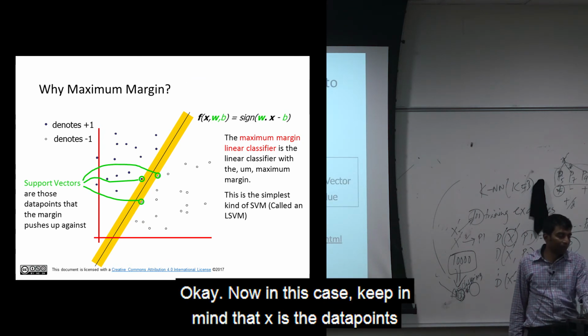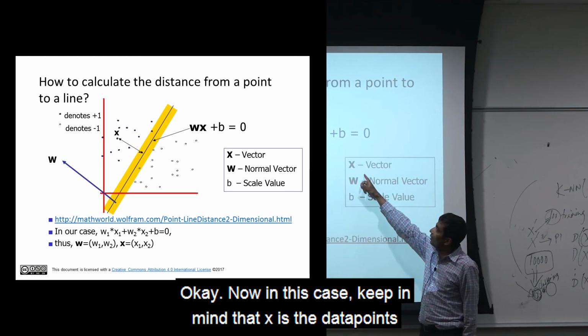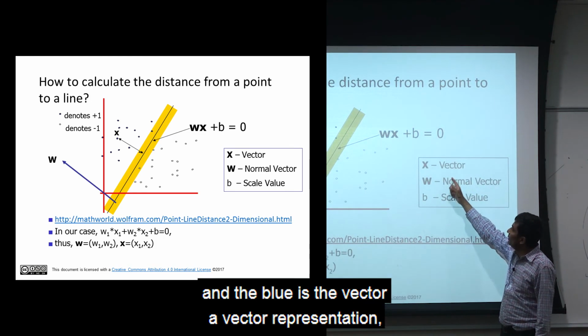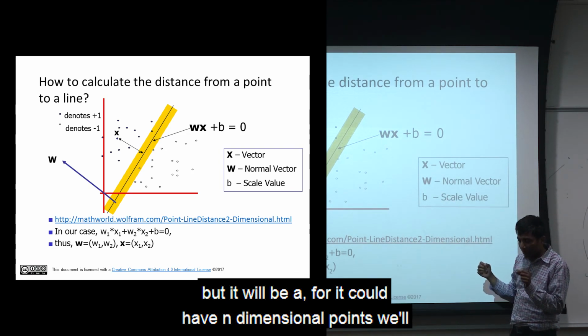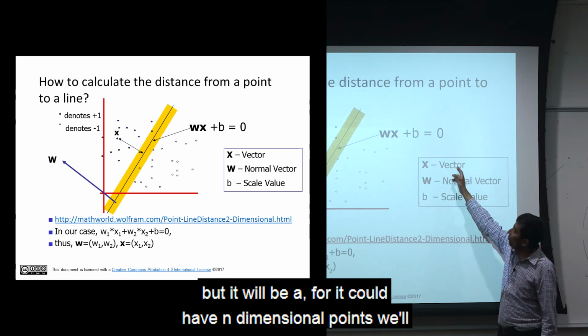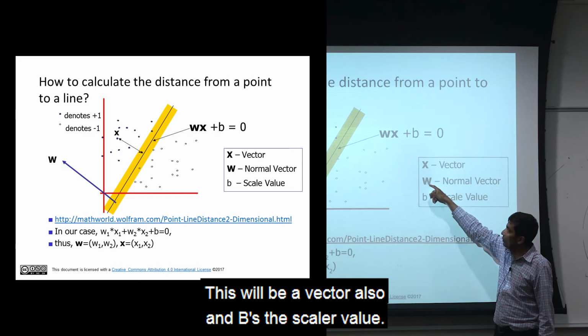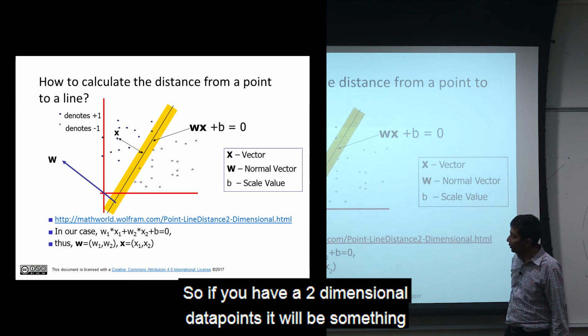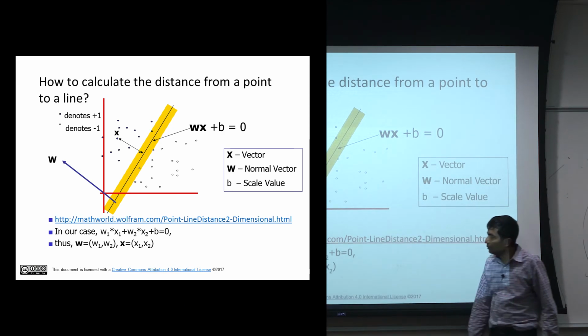Okay, now in this case, keep in mind that X is your data points and W is the vector representation. If you have n-dimensional points, n weights will be associated, so W is a vector also, and B is a scalar value. If you have two-dimensional data points, it will be something like this.